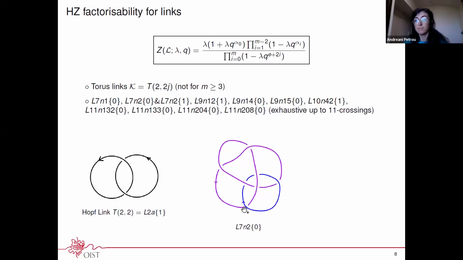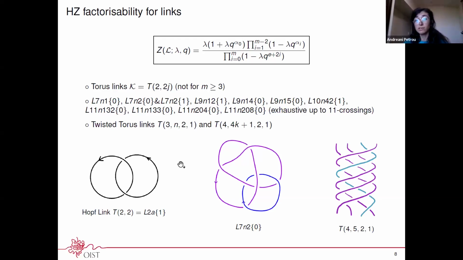For example, we label this choice of orientation by 0, then reversing one of them would correspond to the notation 1. And we also have some twisted torus links, and you see here, they are defined as before, but one component closes back to itself when we take a closure, so it becomes a link.